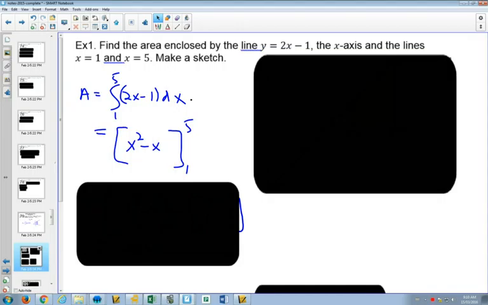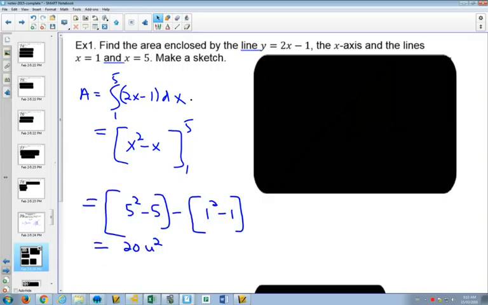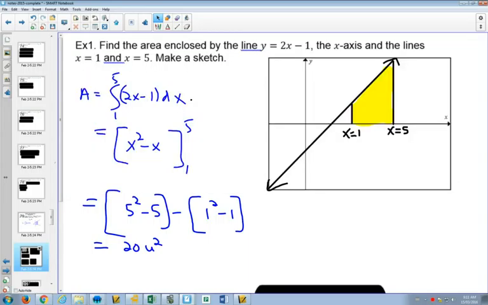But this time, because it's a definite integral, we don't have to write plus c. All we have to do is figure out the integral and then write the numbers 1 to 5. When we evaluate that, we plug in 5 first and then plug in 1 and subtract them. So we end up getting 20 units squared. And there's a picture showing what we just did. Basically the same thing that we looked at before.